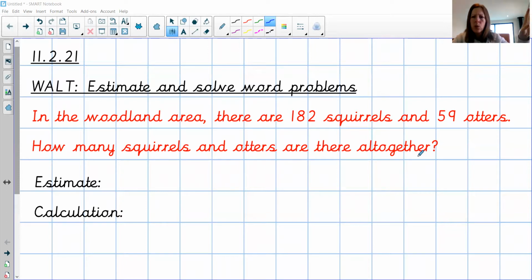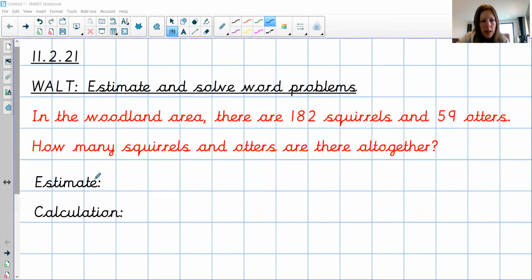So it's saying there's 182 squirrels, there are 59 otters. How many squirrels and otters are there all together? So the first thing I need to think about is, is this an adding or is this a taking away sum? Well, hopefully there's a word in there, and thinking about what the question is asking you, that helps us to work out what we need to be doing. So hopefully you've managed to work out this is going to be an adding sum, because this word here all together suggests that we need to be adding. And if we again think about the question, we've got 182 squirrels, 59 otters, we've got to know how many there are altogether. So we're adding. So first job, tick. I know that this is an adding sum that I am going to be doing.